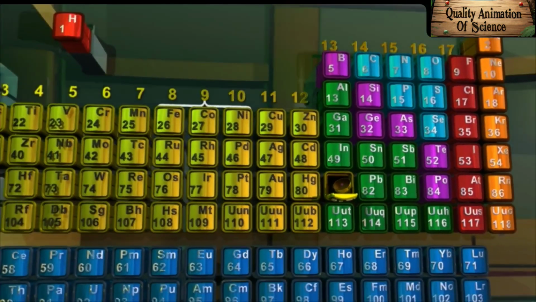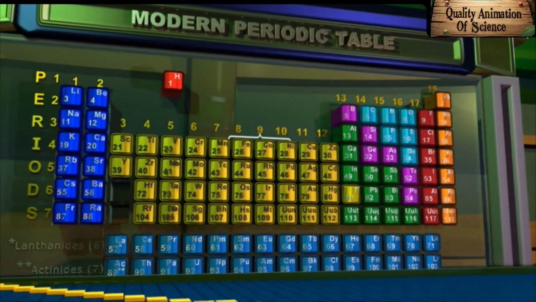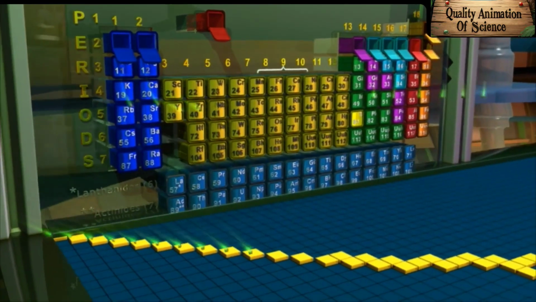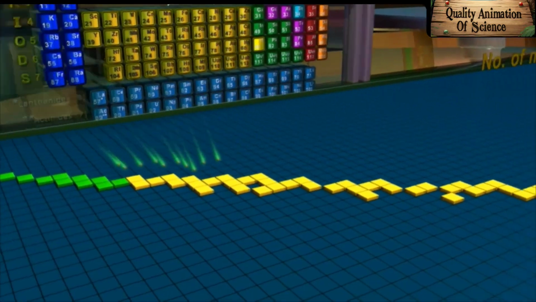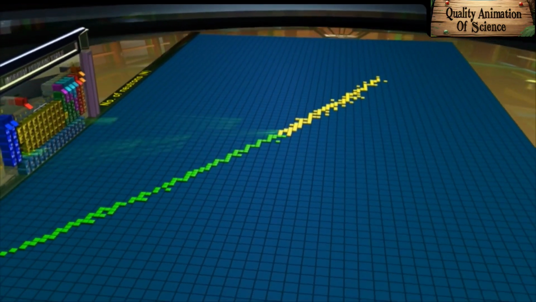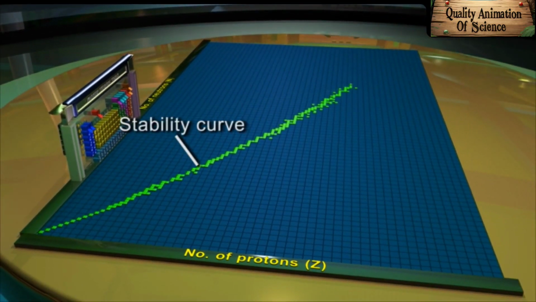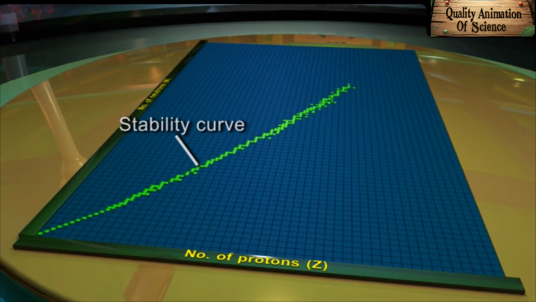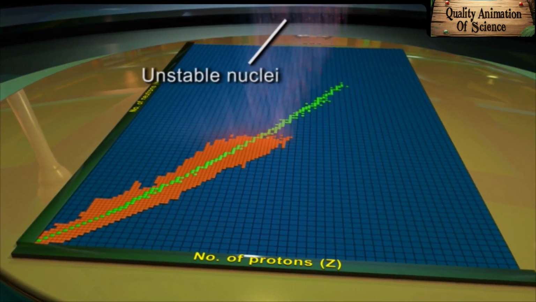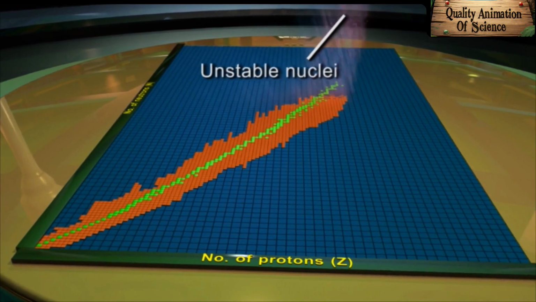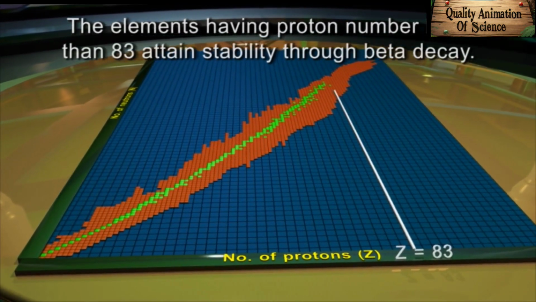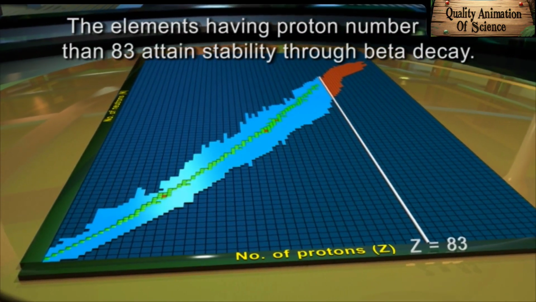The periodic table mostly contains stable elements. For stable nucleus of every element, if we plot the graph of neutron number versus proton number, we get a stability curve which represents stable nuclei, whereas unstable nuclei of radioactive isotopes of all elements lie above and below the stability line. The elements having proton number less than 83 attain stability through beta decay.